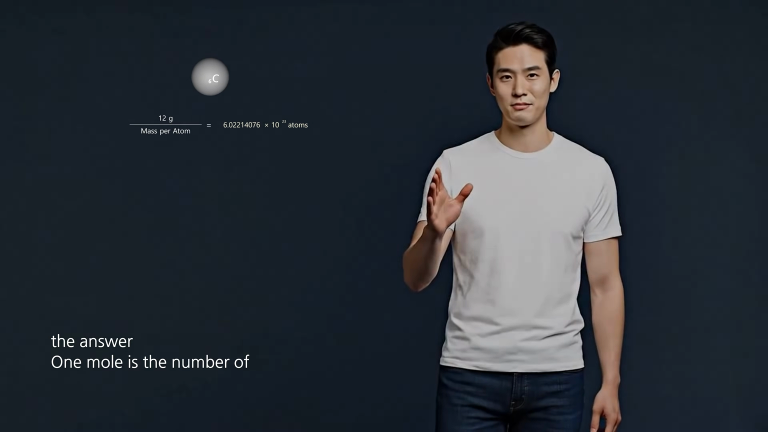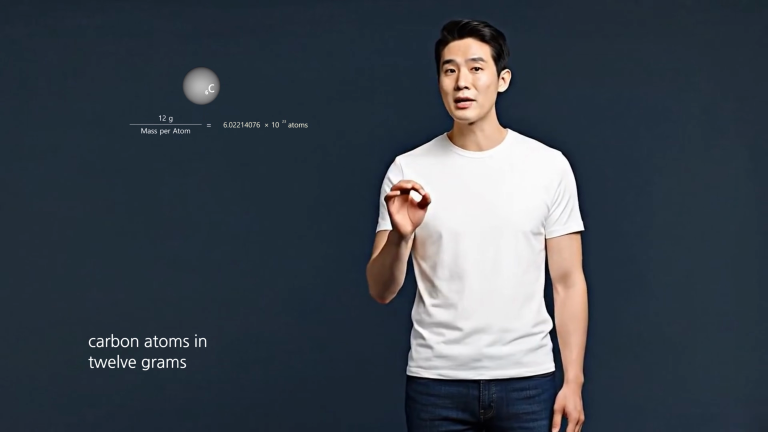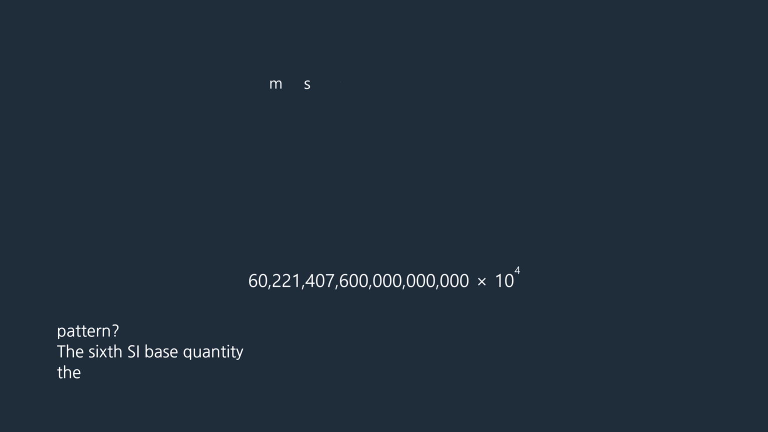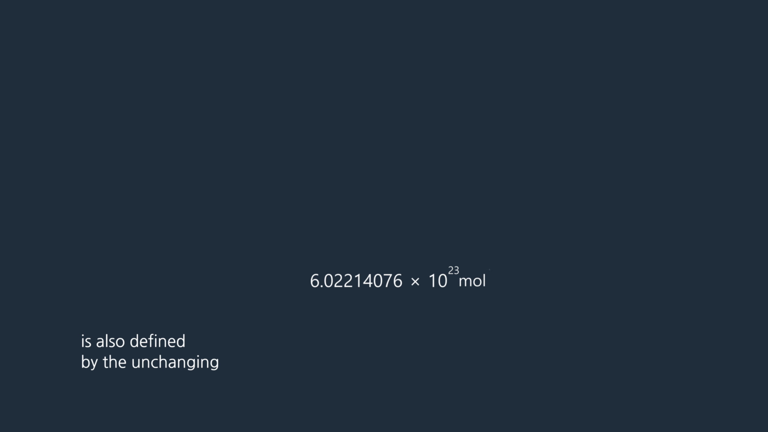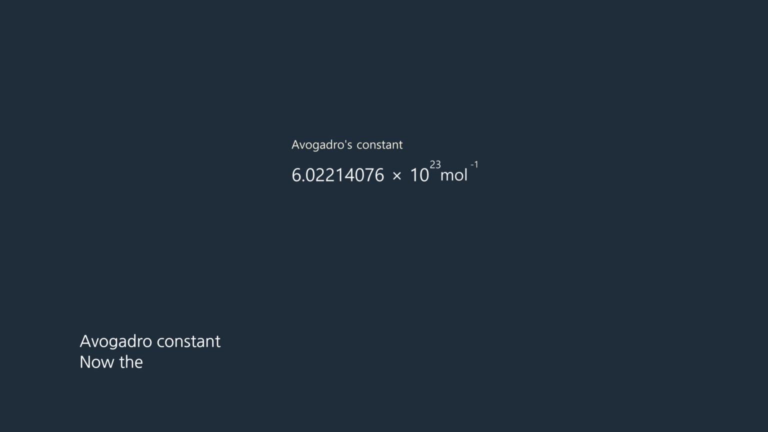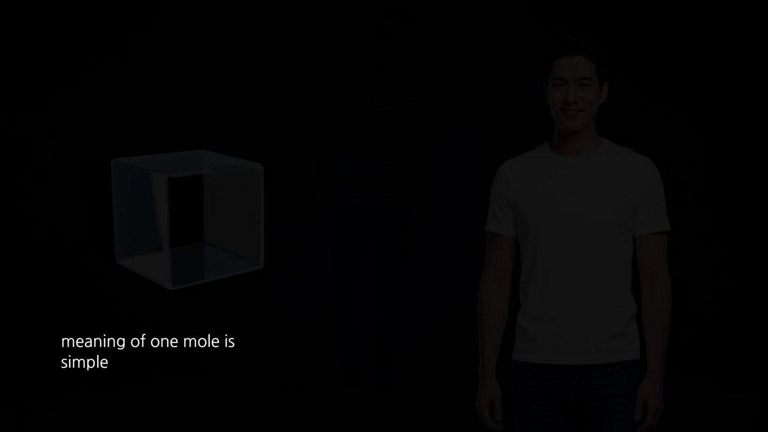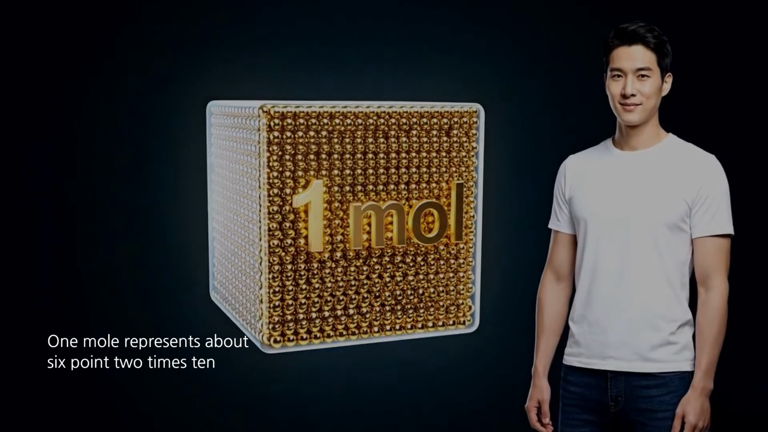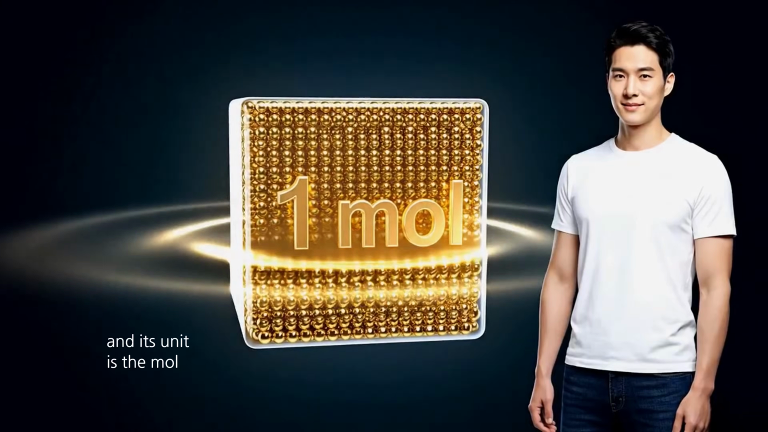Now we have the answer. 1 mole is the number of carbon atoms in 12 grams of carbon-12. This number is the Avogadro constant. Can you see the pattern? The sixth SI base quantity, the amount of substance, is also defined by the unchanging Avogadro constant. Now, the meaning of 1 mole is simple. 1 mole represents about 6.02 times 10 to the 23rd particles, and its unit is the mole.